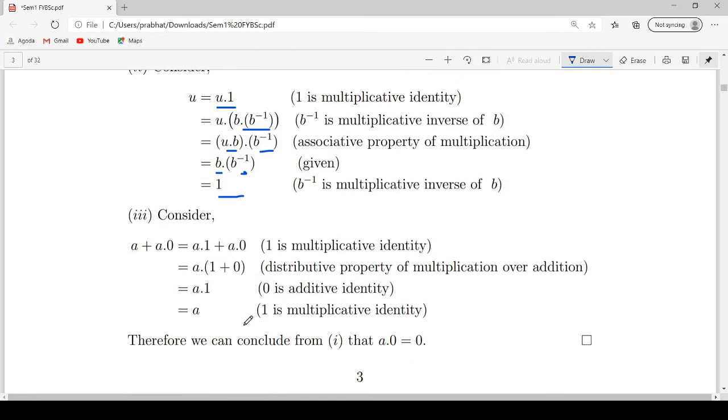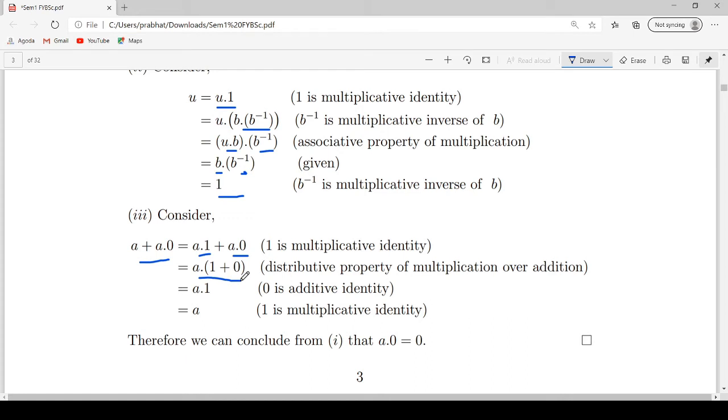Third, we want to prove any element multiplied with 0 is equal to 0. For that, you consider a plus a times 0. Then, by using the multiplicative identity property, I can write a as a into 1 and this a dot 0 as it is. Now I will use the distributive property of multiplication over addition and I can write it as a times 1 plus 0.